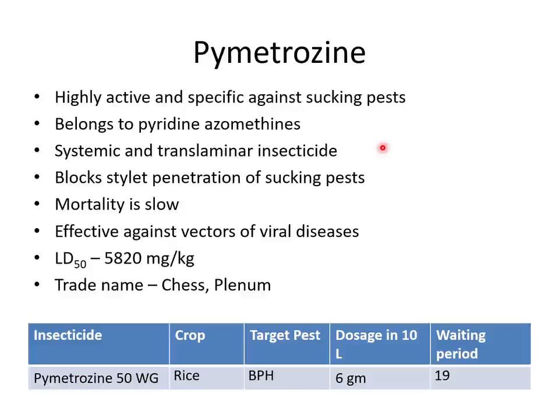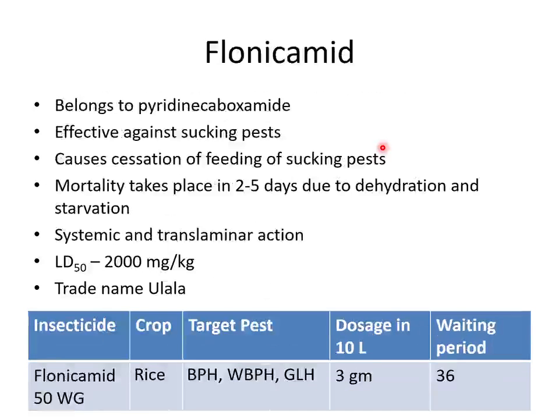It is green label. That's why the LD50 is extremely high, 5,820 milligram per kg. The trade names are Chess and Plenum. I haven't seen the chemical as such in our state. It is recommended for the management of rice BPH at the rate of 6 gram per 10 liters. It is a 50% WG formulation.